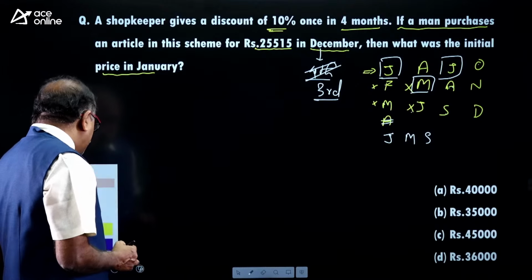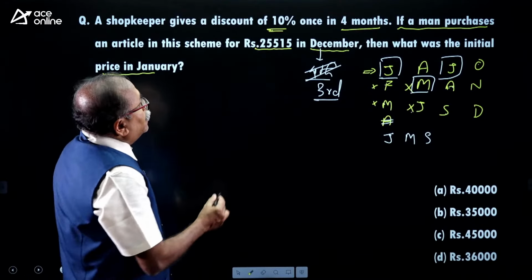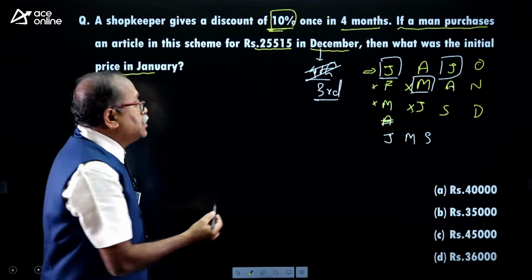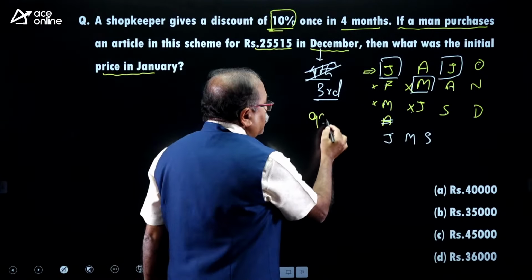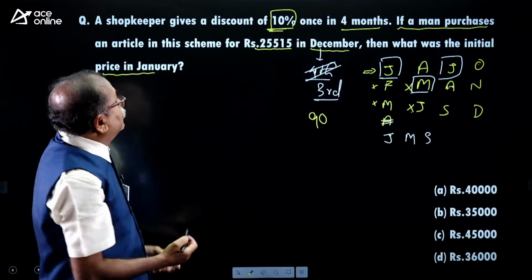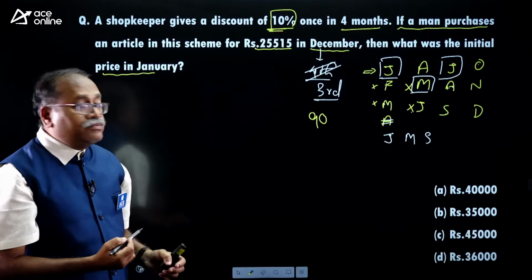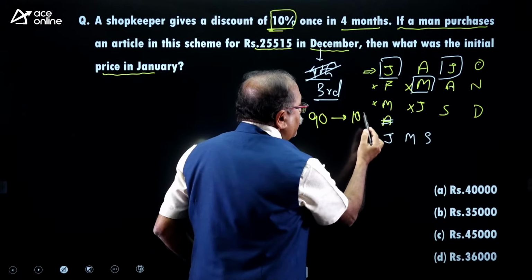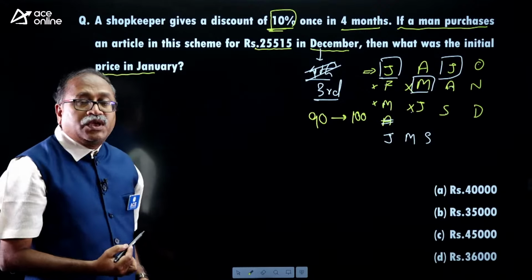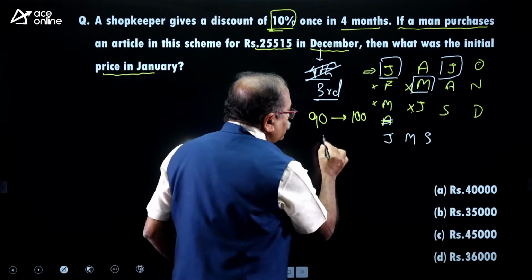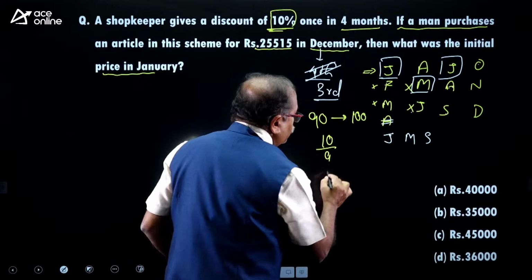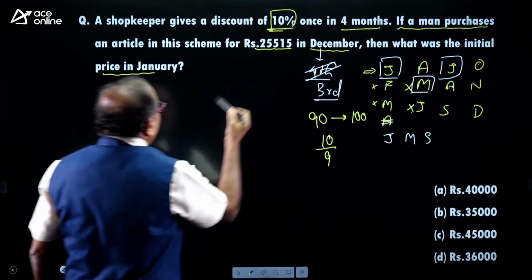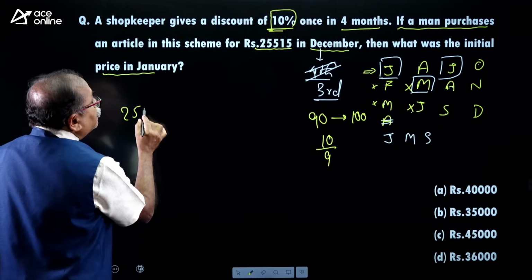Now, what is the best way to answer this question here? If you are giving a discount of 10%, that means you are selling it at 90%. In order to reverse that, to find out the price in the month of January, this 90% has to be converted into 100%. So the fraction I will be using is 10 by 9. So this is the discounted price in the month of December.